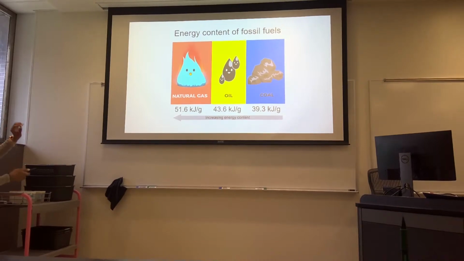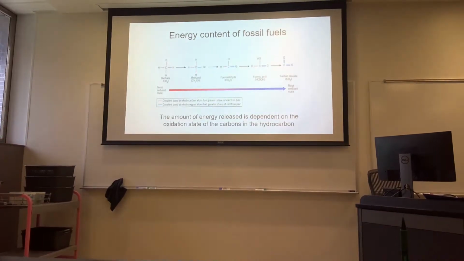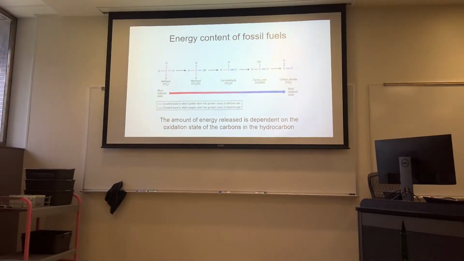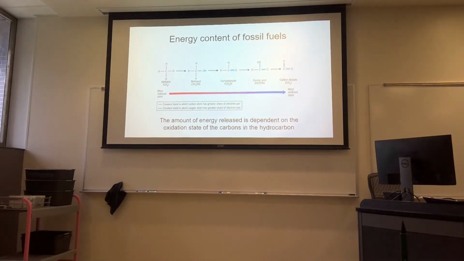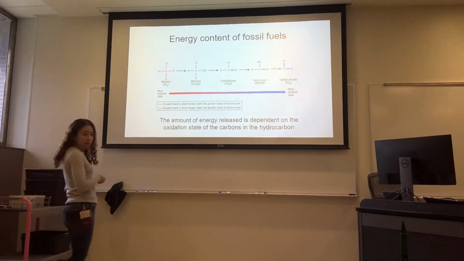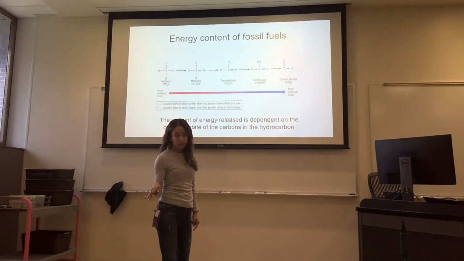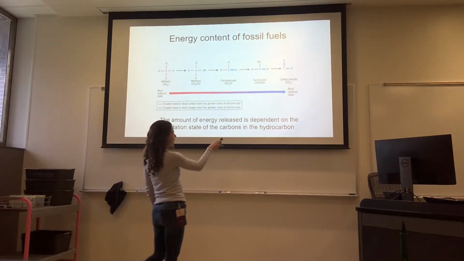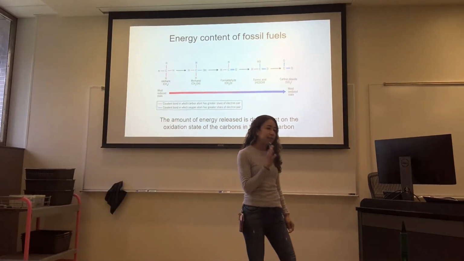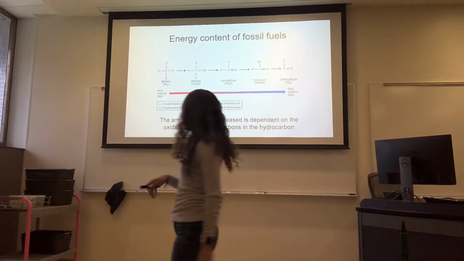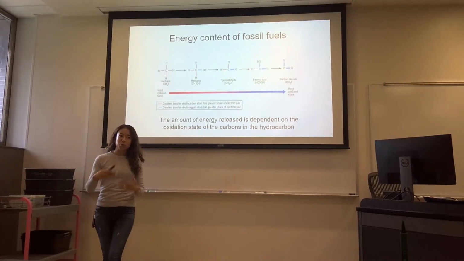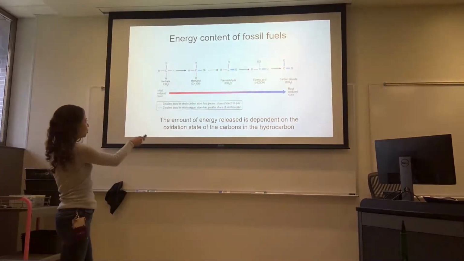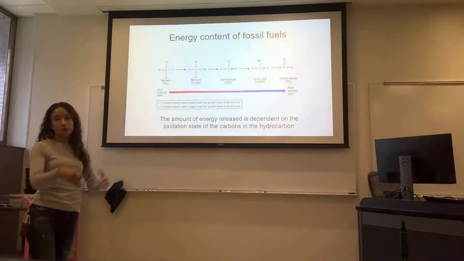So why is natural gas the most energy efficient? This is like concept biology. The amount of energy released depends on the oxidation states of carbons. The most reduced state of carbon is methane, carbon full of hydrogens everywhere. The most oxidized state is CO2. You completely oxidized it, it's CO2. The closer to methane you are, we talk about glucose oxidation. Glucose is somewhat reduced, and as we oxidize it, we release energy.